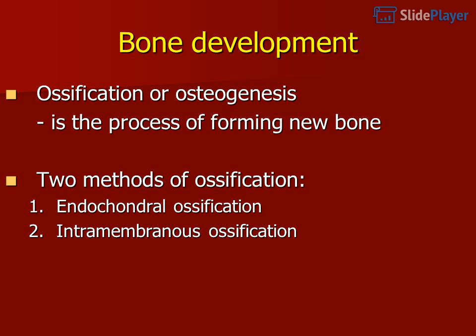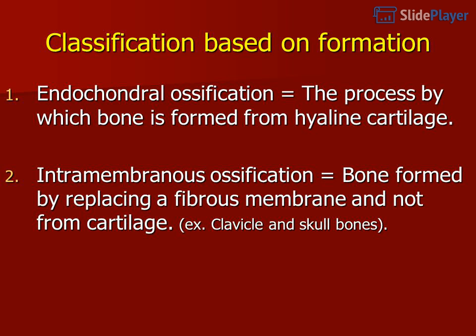Bone development, ossification or osteogenesis, is the process of forming new bone. Two methods of ossification: endochondral ossification and intramembranous ossification, classification based on formation. Endochondral ossification is the process by which bone is formed from hyaline cartilage. Intramembranous ossification is bone formed by replacing a fibrous membrane and not from cartilage.